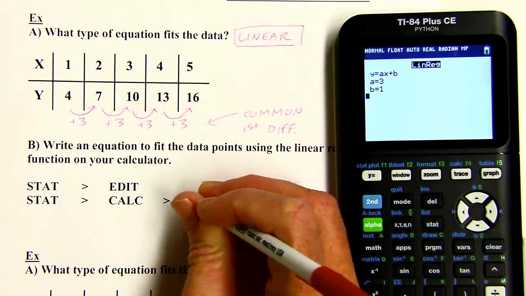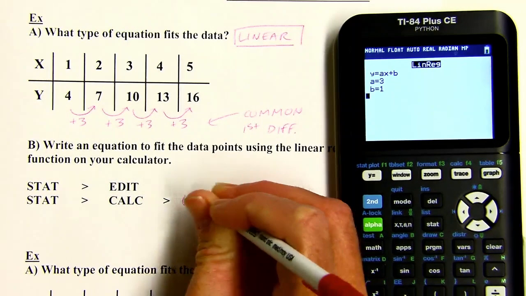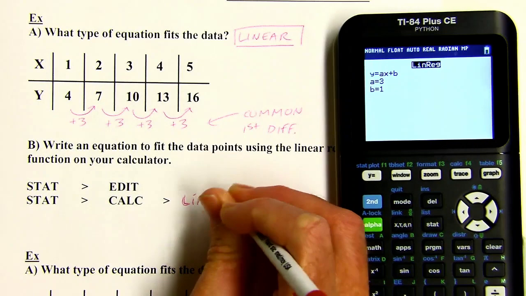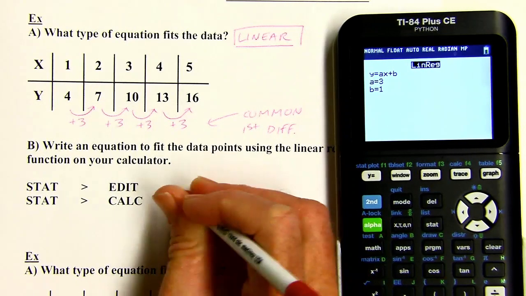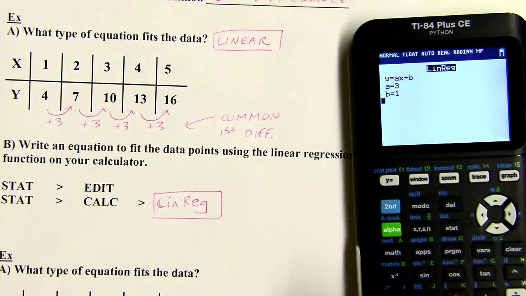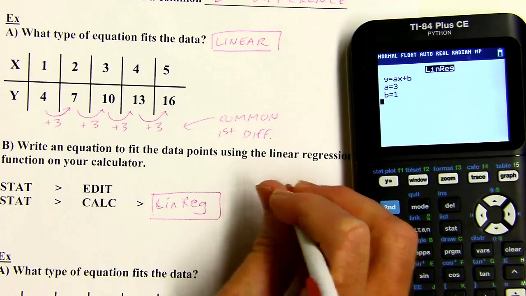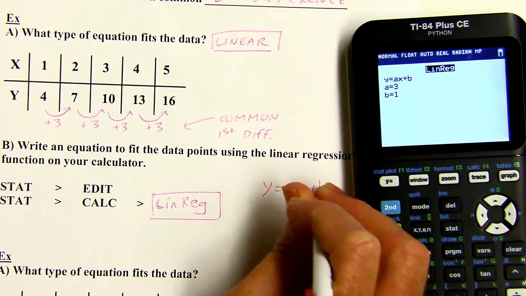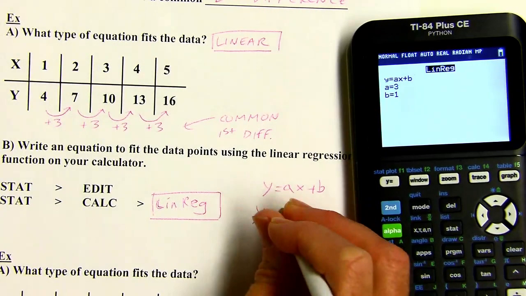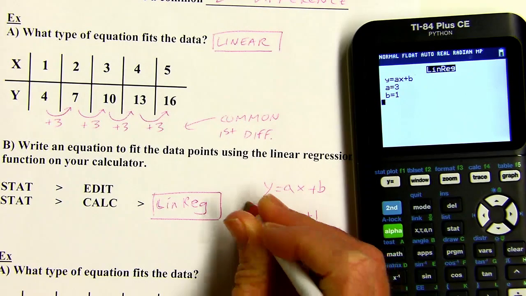Oh, I forgot to write on my notes here. I used the linear regression function, because I knew it was a linear function, okay? This is telling me, in the form y equals ax plus b, they call it y equals ax plus b rather than y equals mx plus b. Then they tell me what the a and the b are. So this is going to be y equals 3x plus 1, okay?